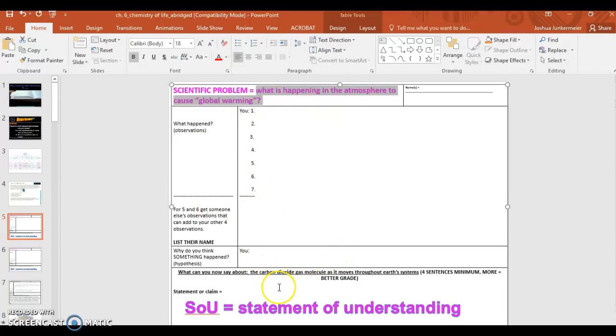And then down below, it asks, what can you now say about the carbon dioxide gas molecule as it moves throughout Earth's systems? So we're going to use our observations combined with the hypothesis we created, think about this problem, and write a statement of understanding.